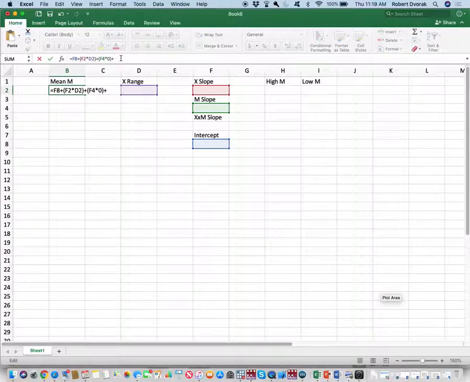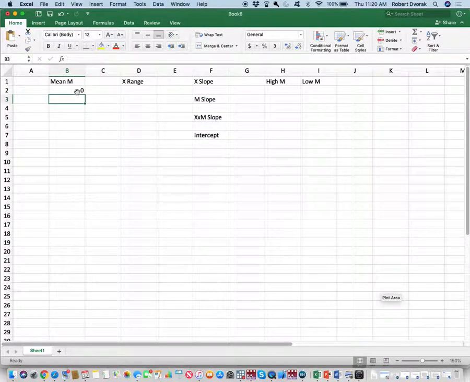Plus what? We have another slope here, right? This slope times what? Okay, times this times 0. We hit enter. Okay, and this of course is going to say 0 because we have nothing put in here at all.